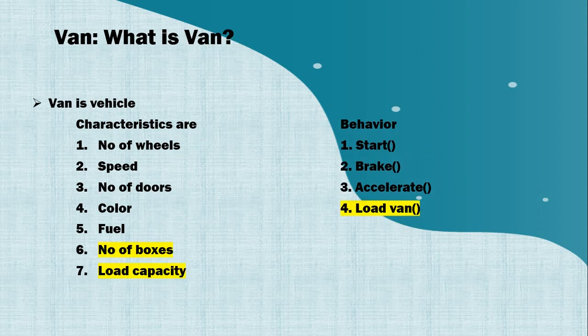What about the van? A van is a vehicle. These characteristics are actually derived from the base class characteristics also, and we'll see that in a minute. What are the characteristics of the van? Number of wheels, speed, number of doors, color, fuel, number of boxes, and load capacity. And its behavior will be start, brake, accelerate, and load van. It's a new behavior which is added in the van.